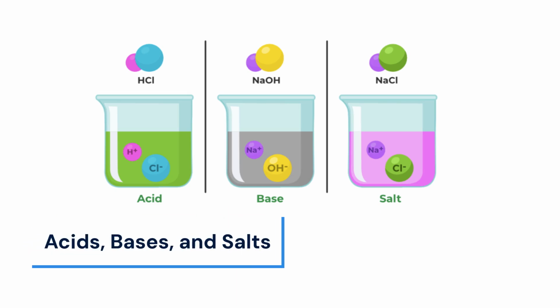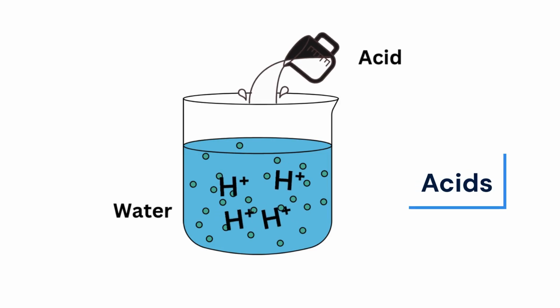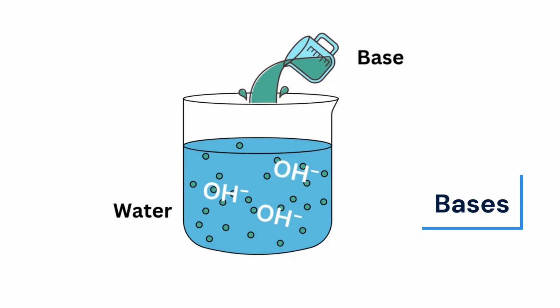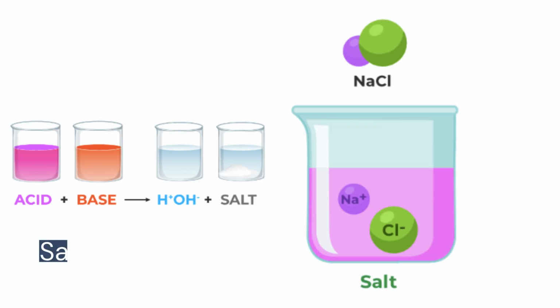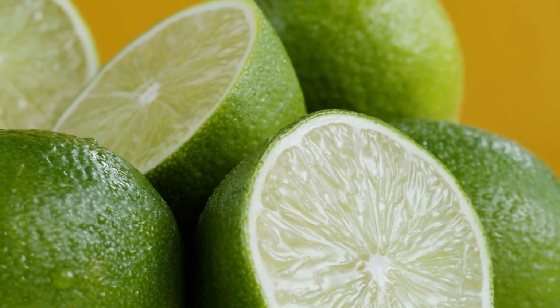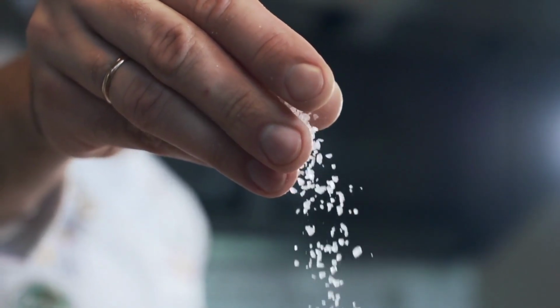Acids, bases, and salts are some of the most important substances in chemistry. Acids are substances that release hydrogen ions when dissolved in water. Bases are substances that release hydroxide ions, and salts are the compounds that usually form when an acid and a base react together. These simple definitions help us understand why lemon juice is sour, why soap feels slippery, and why we use table salt in food.